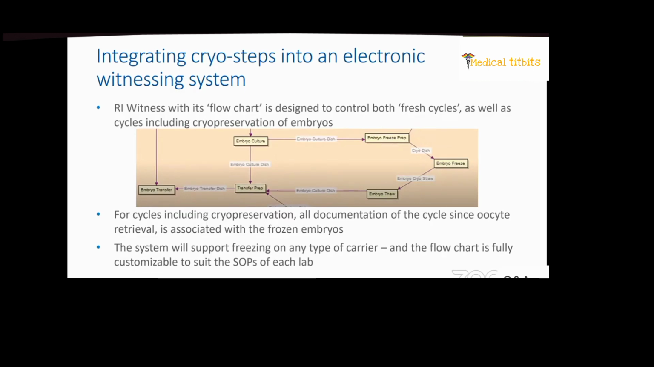Here's an example of the RI Witness electronic system with a flowchart that's designed for a specific clinic to control both fresh cycles and cryopreservation of oocytes and embryos. As you can see on the diagram, it is very easy to track all data of the cycle, with embryo cryopreservation from the day of oocyte retrieval. The flowchart is fully customized for each laboratory and can be updated as the lab's SOPs evolve.